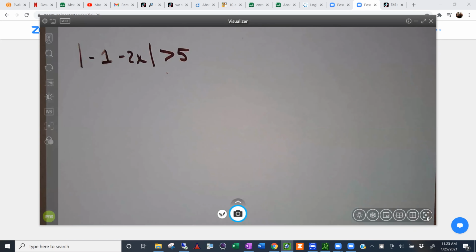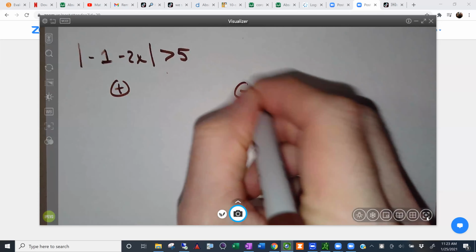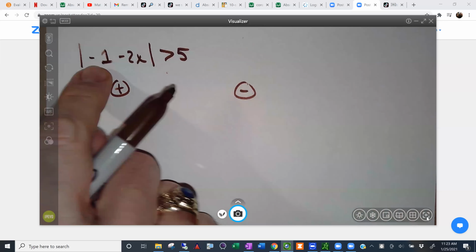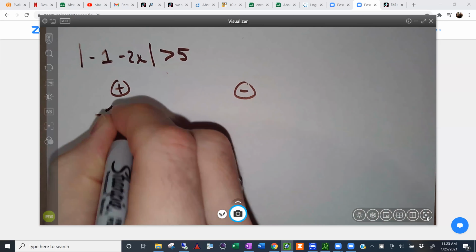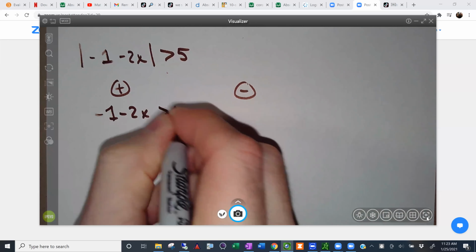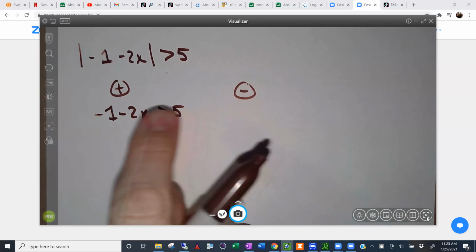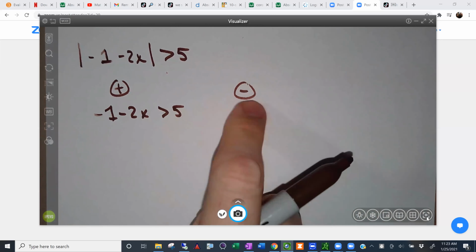Just like the previous types of problems, there's two cases, a positive case and a negative case. The positive case is like writing this without the absolute value. It's just -1 minus 2x is greater than 5. When I give this kind of a problem in a face-to-face class, this is worth 2 points. The real money is over here, is getting the negative case.